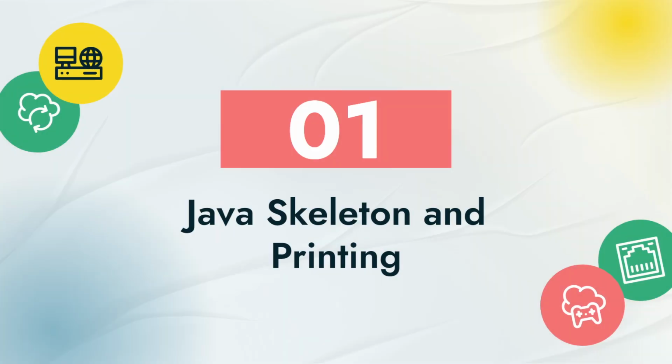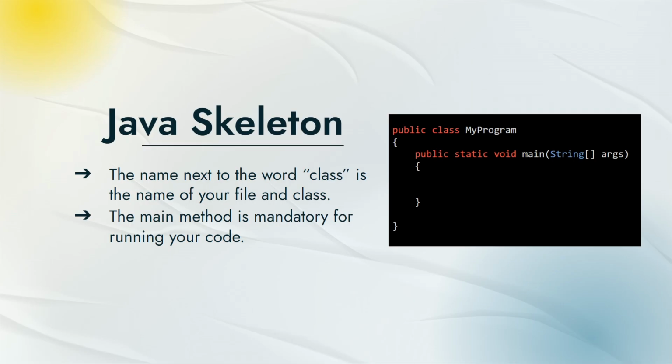So the first topic we'll be looking at is the Java skeleton and print statements. The Java skeleton is basically where you run your code. The name next to the word class is my program, and that is basically the name of your file as well. So if it says public class paper, the Java file's name will also be paper. The name of the class and the file name of the Java file is the exact same.